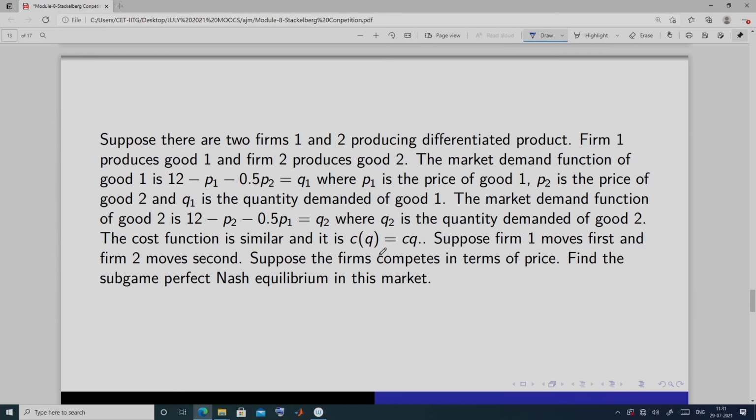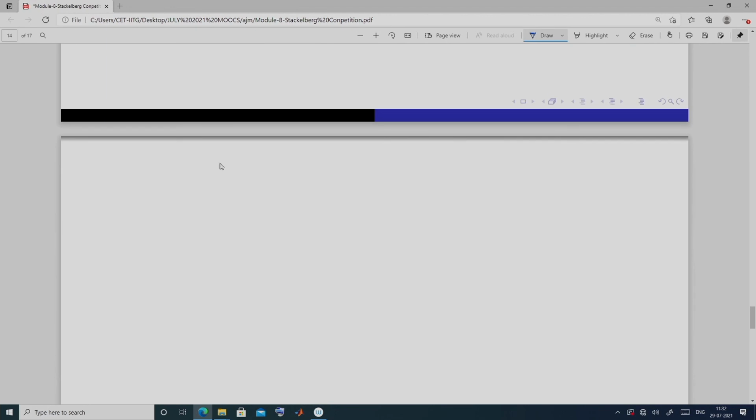Suppose Firm 1 and Firm 2 produce differentiated goods, and the demand function of good 1, which is produced by Firm 1, is this, and the demand function of good 2, which is produced by Firm 2, is this, and the cost functions are the same. It is like this. Suppose Firm 1 moves first and Firm 2 moves second, and find the subgame perfect equilibrium. So, this is a standard problem, and you can solve this.